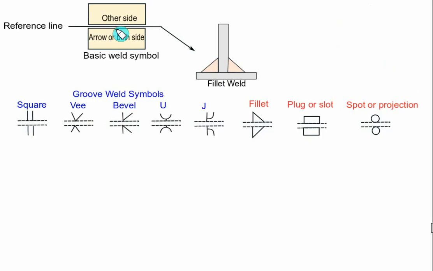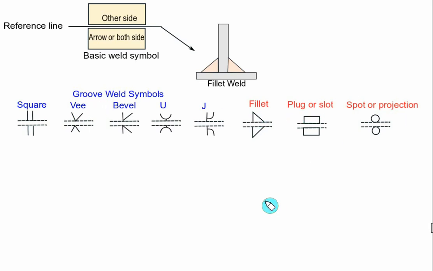So the space above the reference line, that is the other side, and the arrow side or both sides. So different types of symbols are used. The groove weld symbols are used as a square, V, bevel, U, J, that I already introduced to you. It is almost the same symbol that we use to form the shape, that is a V shape, bevel shape, U shape, J shape, square shape. Fillet is very commonly used, with the symbol of a triangle, plug or slot, or the spot or projection. So this space you have to utilize on the top and bottom to show the correct symbol, what type of weld we are using.